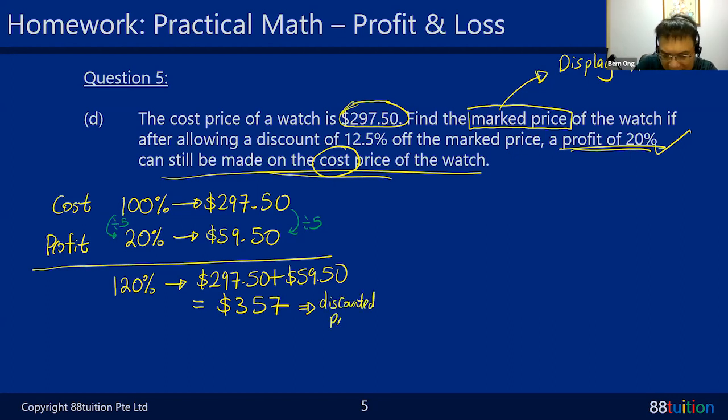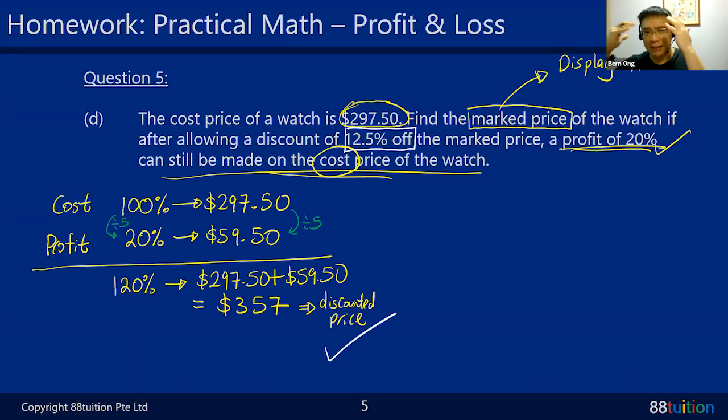How come? Because customers, when they go to the shop, they see the display price, the mark price. They say, "Oh, so expensive. Can you give me a bit of discount or not?" So the customer asks for a 12.5% discount. But after giving a 12.5% discount, I still want to get my 357. That's the idea here. So 357 is actually my discounted price.